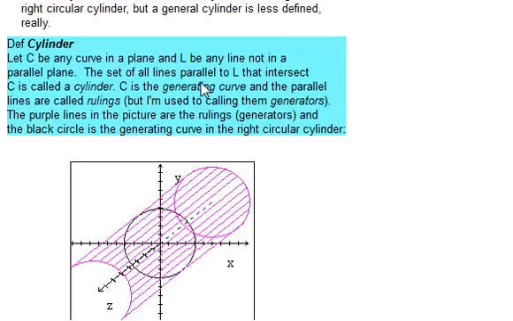Okay, but C is called a generating curve. In this case, it's a circle, and the set of parallel lines are called rulings, but I'm used to calling them generators, so I call them generators. And the purple lines are the generators, right? And the black circle, that's this one in here, is a generating curve in the right circular cylinder. But this curve could have been a square, it could have been a rectangle, and that thing would still be called a cylinder.